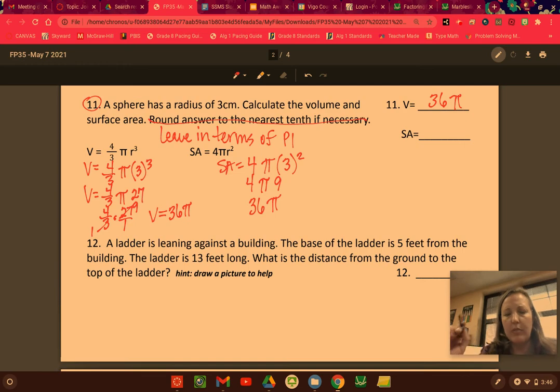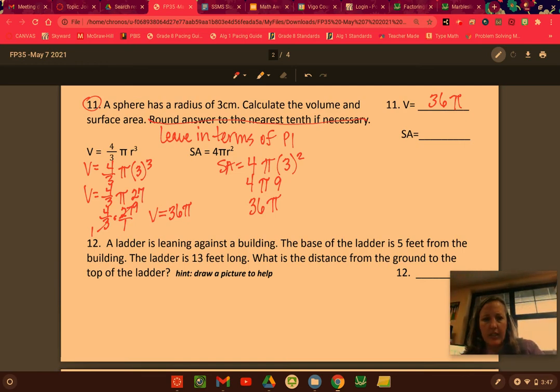36 pi. I feel like I did something wrong because I got the same answer, and I don't think I did before. Let's see what I did here. 3 times 3 is 9 times 3 is 27. Yeah. So 36 pi is also the surface area. Sure hope I did that right.